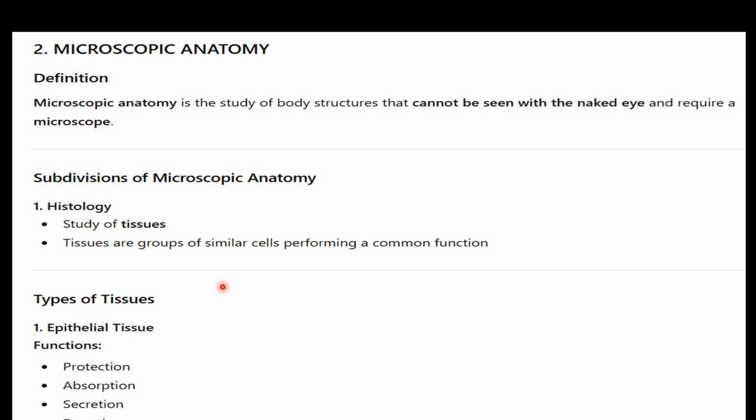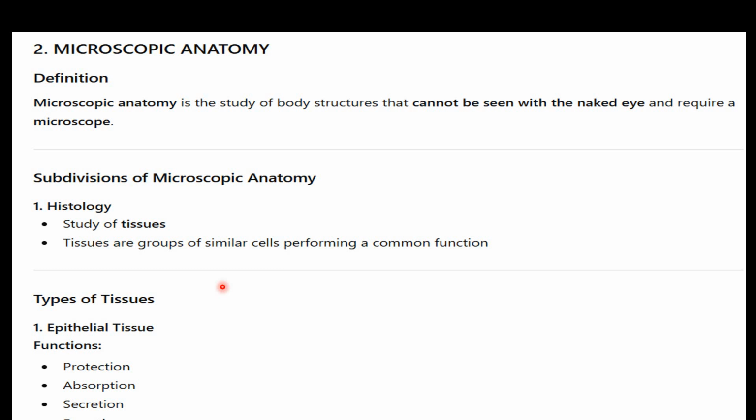Now let's talk a bit about the subdivisions, because we all know that there are some subdivisions also for these studies. So the first subdivision is histology. What is histology? When we are doing the study of tissues, then that study is considered as histology. Now what is tissue? Tissues are a group of similar cells performing a common function. So if a group of similar cells perform a common function, we will consider that as a tissue, and the study of those tissues is known as histology.